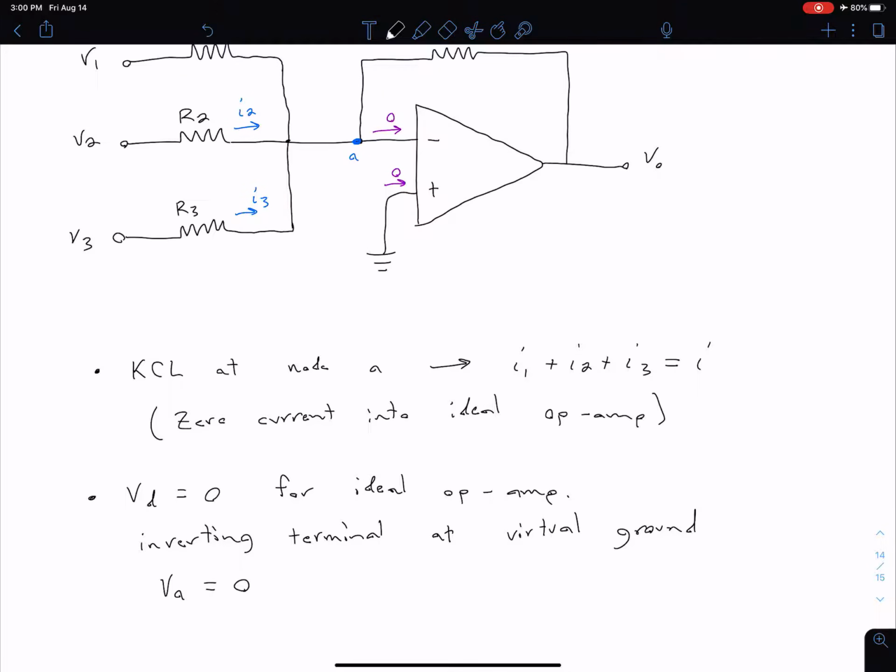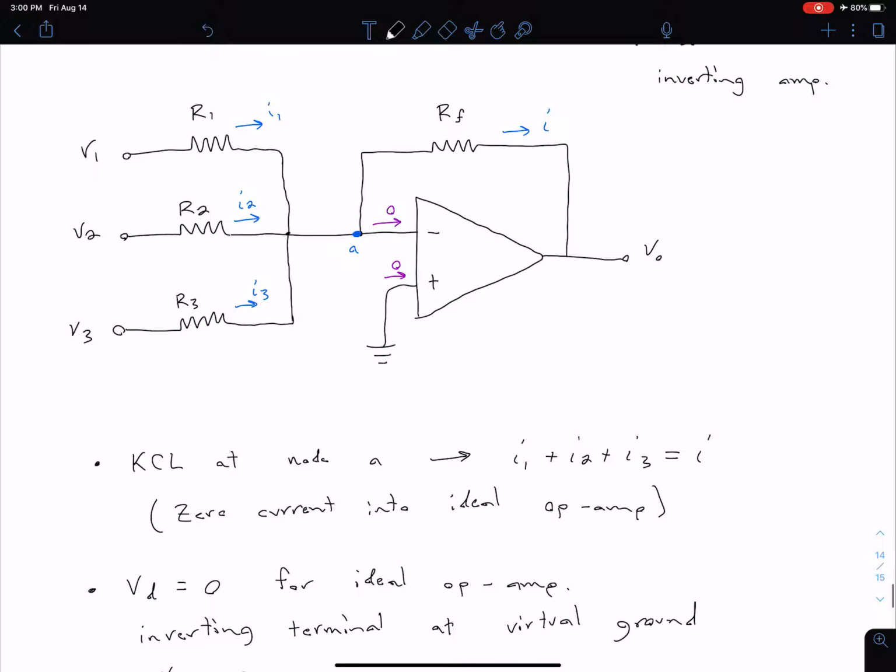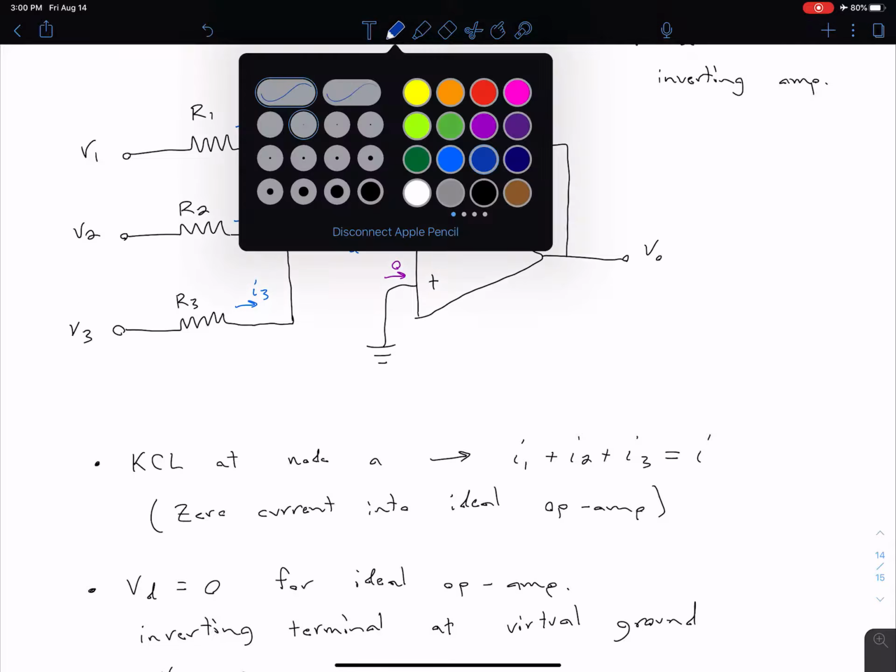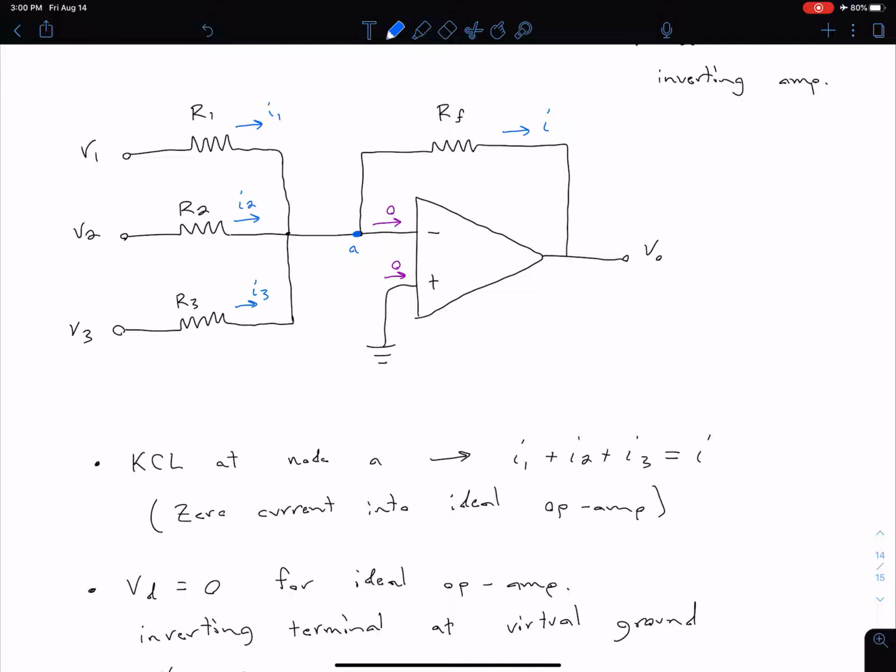What that means is we can explicitly define our voltages across all of these resistors if we wanted to. We could say, for instance, here is V1, since over on this right side is ground. Here is V2, here is V3, and then across RF we have our voltage V out. Again, that's just because at point A there we have a virtual ground.